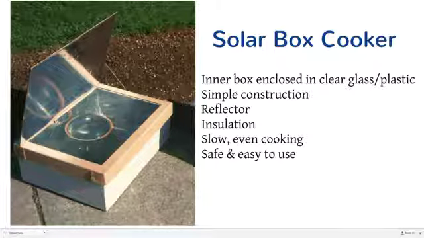You come in with the high energy photons, they get absorbed by a black body, they get emitted as low energy photons, which then get trapped in the enclosure, which builds up the heat. Right? So it becomes this, not such a closed system, but where work is being done by the light on the system to build up its temperature. Very simple construction, right? You have a reflector, you have insulation, slow even cooking, safe and easy to use, but it's relatively slow, right? You can build it.